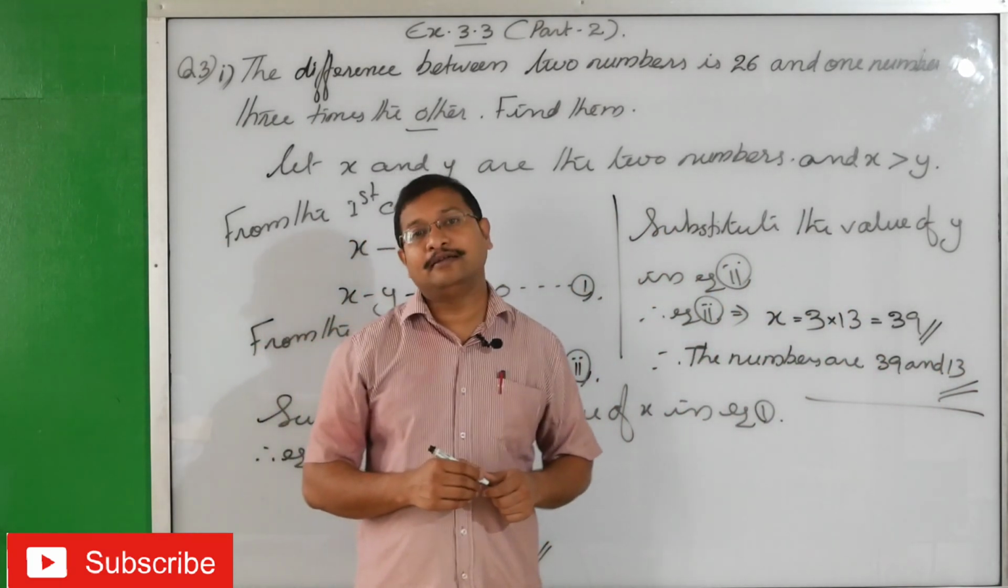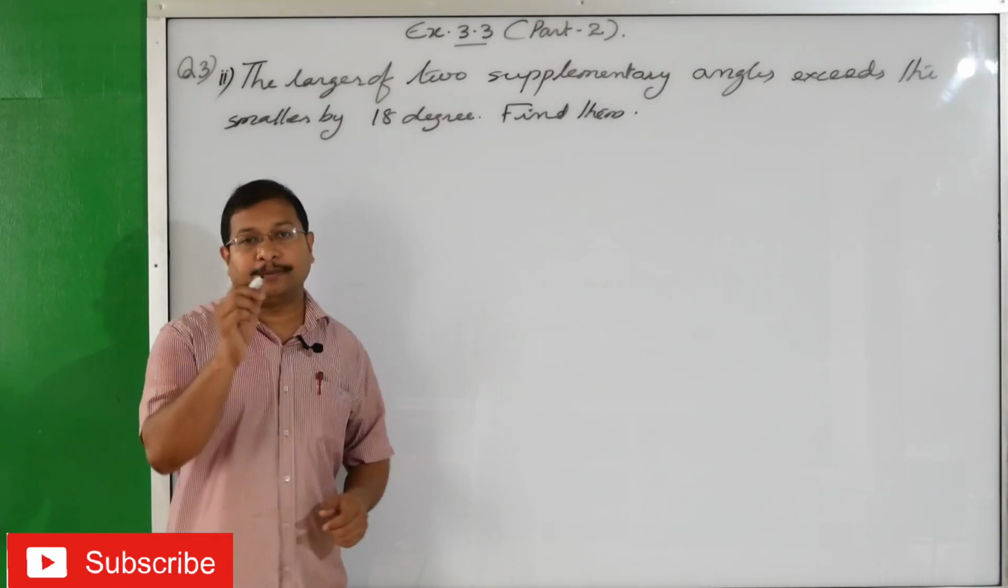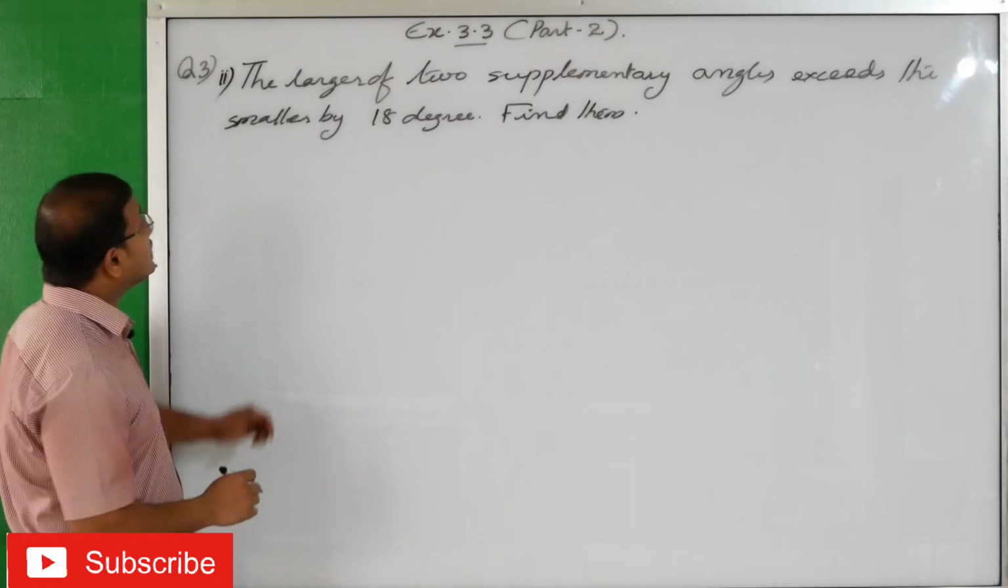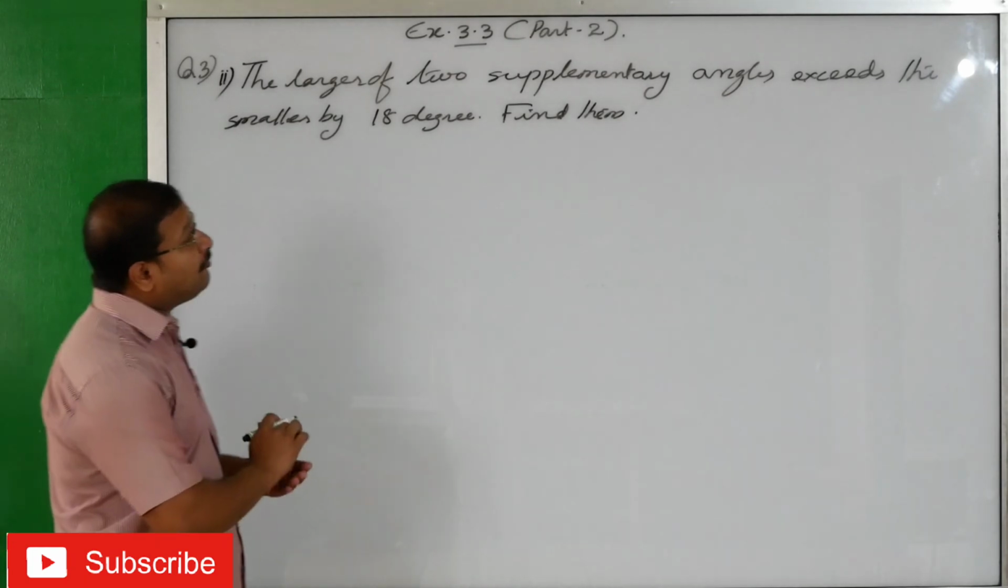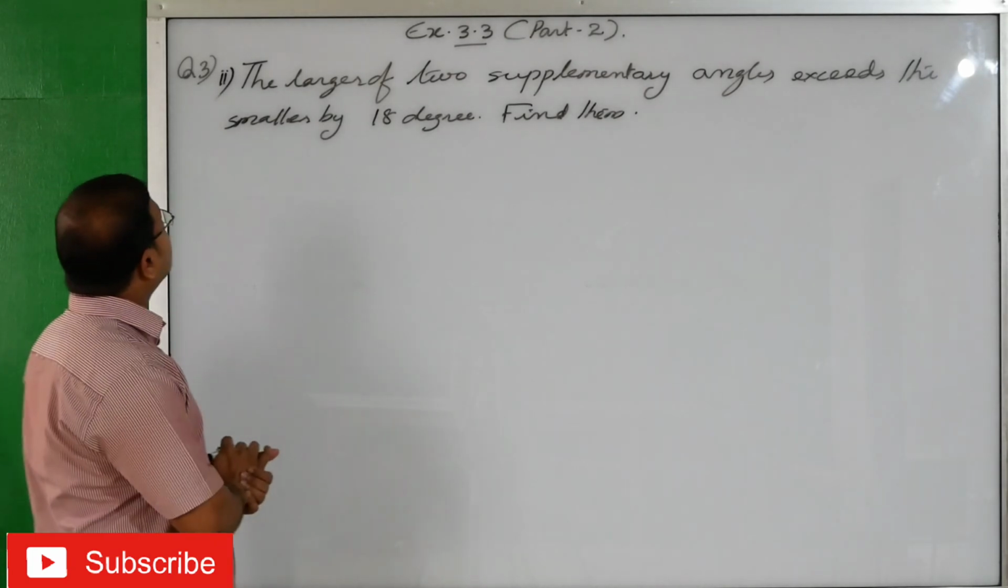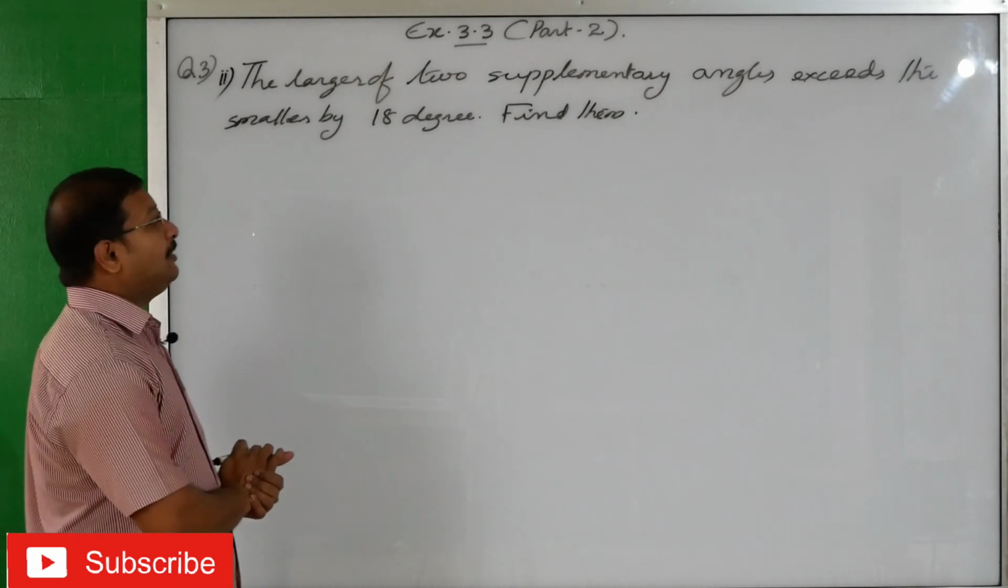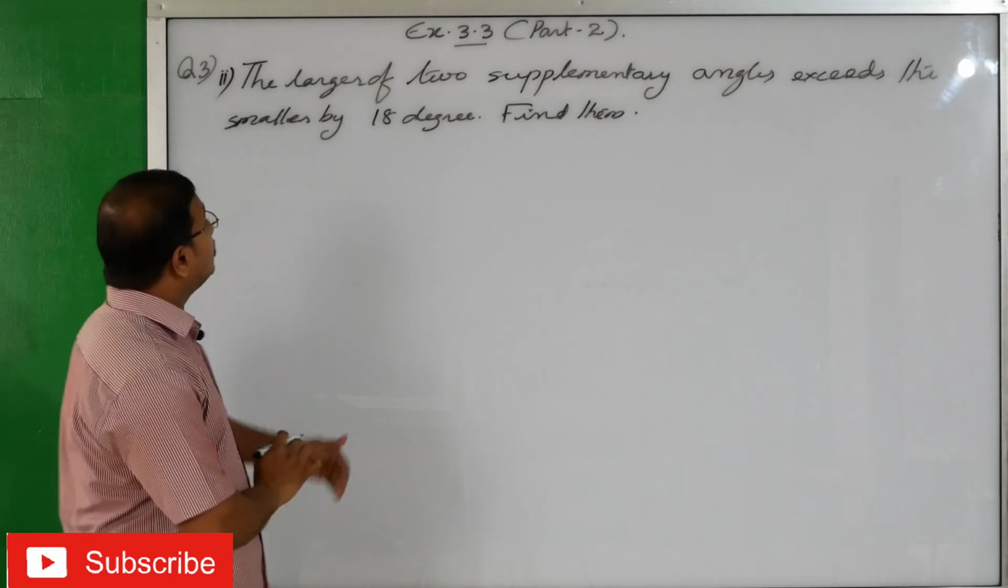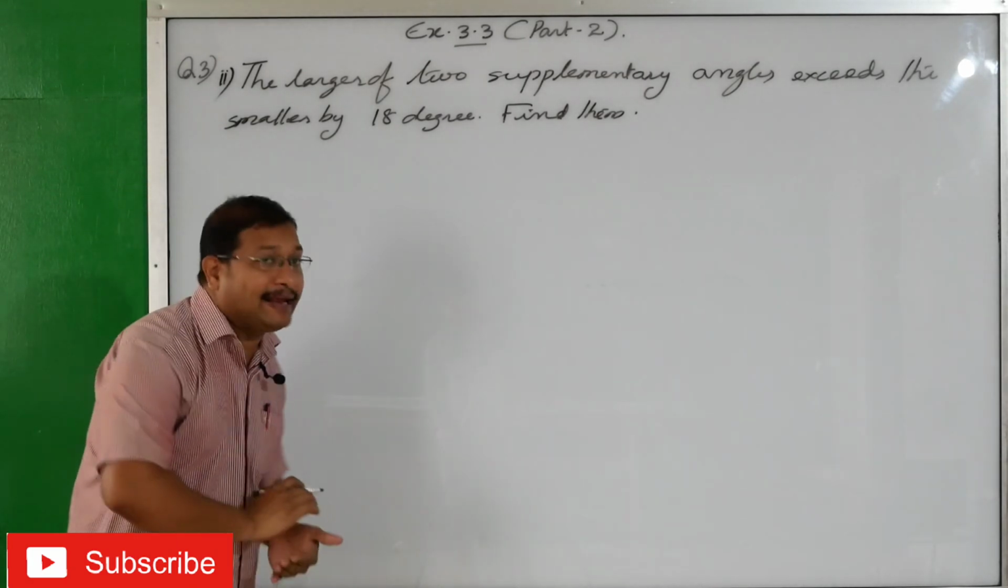Okay, let's go to the next question. Let's see question number 2. I'll read the question once. The larger of two supplementary angles exceeds the smaller by 18 degrees. Find them. See, the larger of two supplementary angles.